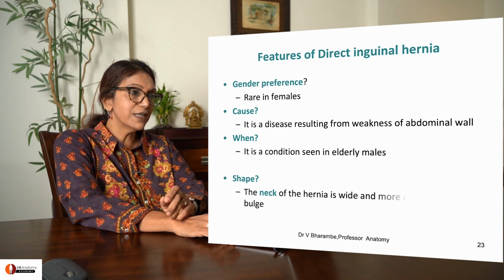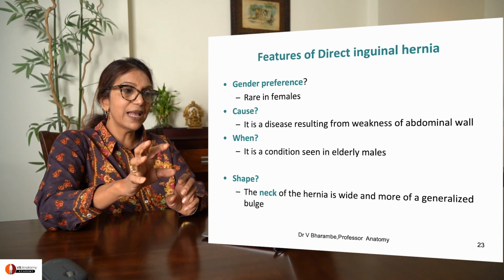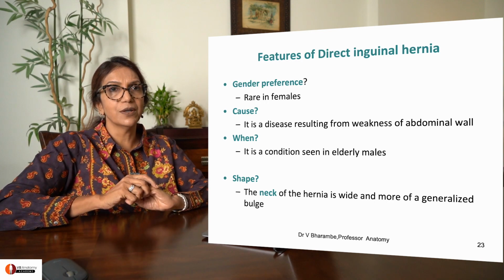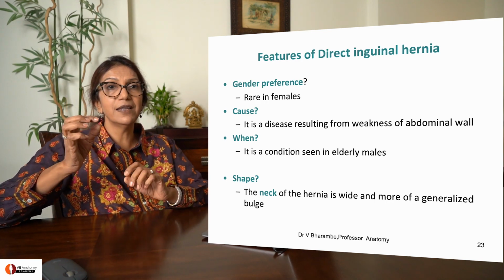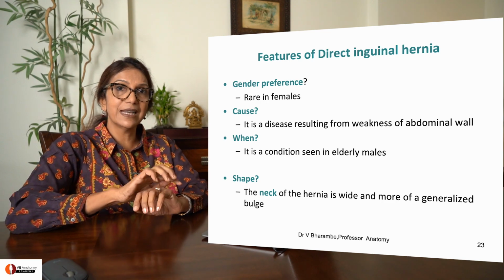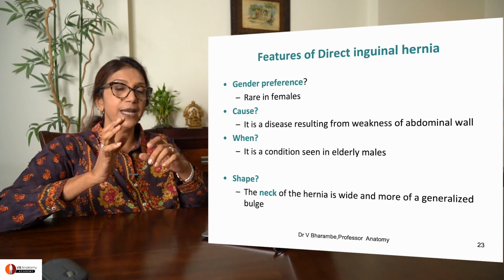What is the shape of this hernia? The neck of the sac is quite wide and it's generally a forward projection. It's not like indirect hernia, where it has a beautiful small narrow neck. It doesn't happen that way. It has a nice big wide neck.